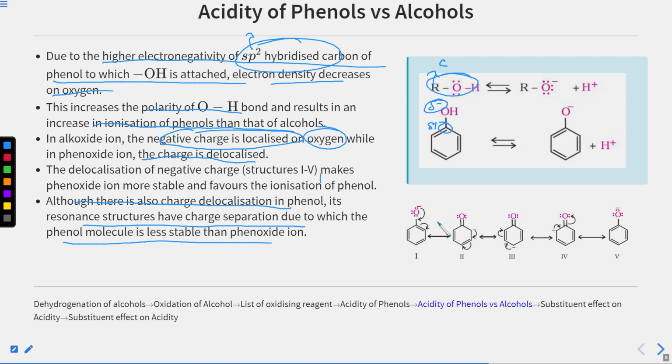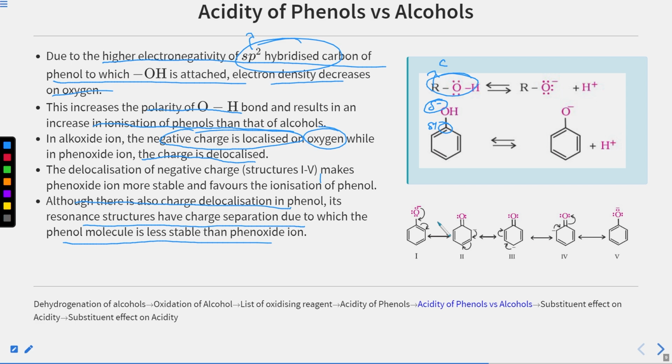So this is the comparison of phenols and alcohols. Now let us move to a more interesting topic, I would say, that is the substituent effect on acidity. Okay, substituent effect on acidity.